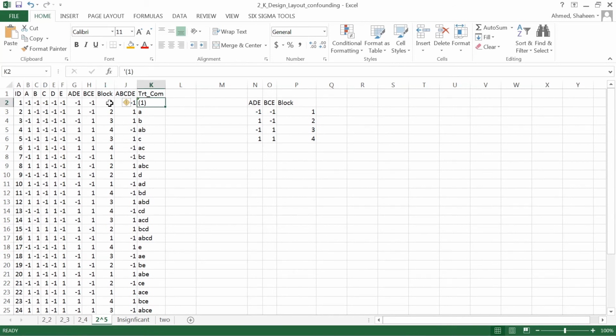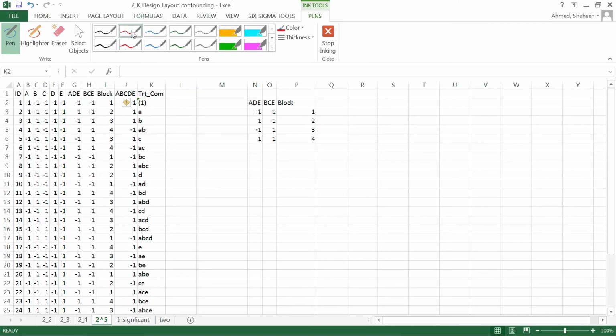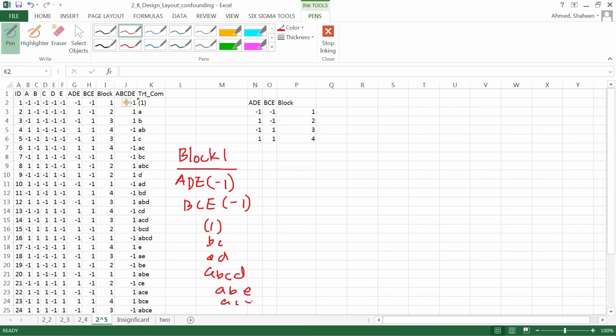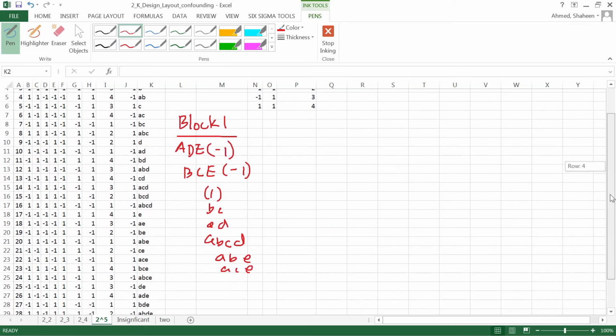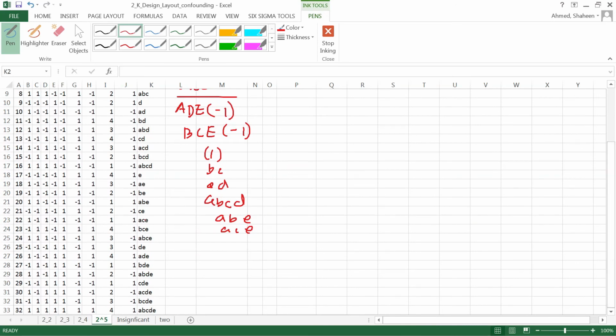So this treatment combination goes in block one, and along with that, let me write down just block one to show you which one goes where. In block one, we had both ADE low, minus one, and BCE also minus one. So in that block, we have the control, and then following the ones, BC, and then keep going, AD, and then ABCD, and then keep going, A, B, E, A, C, E. Let me scroll down. So we got A, C, E, that is block one.